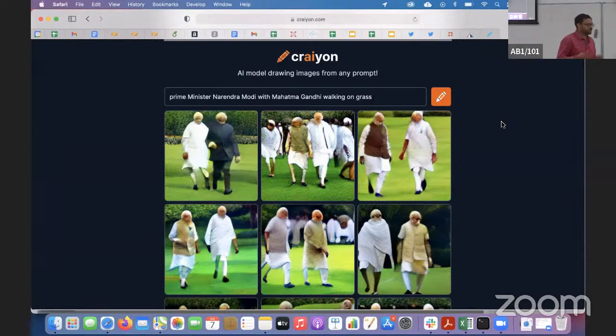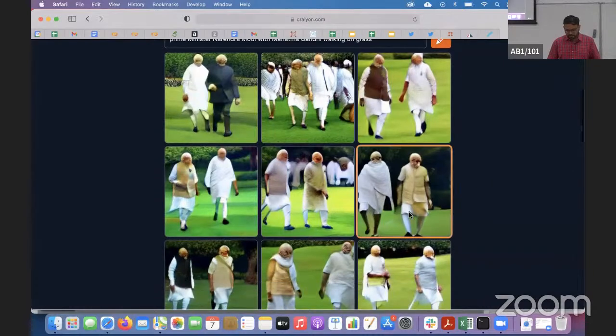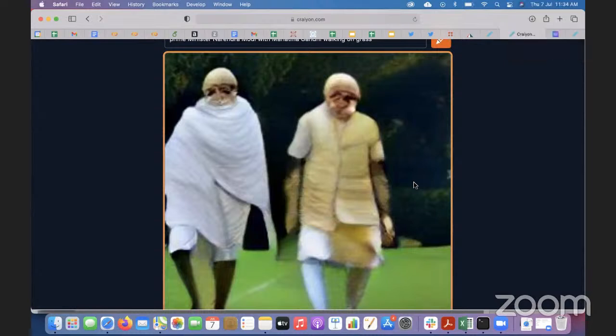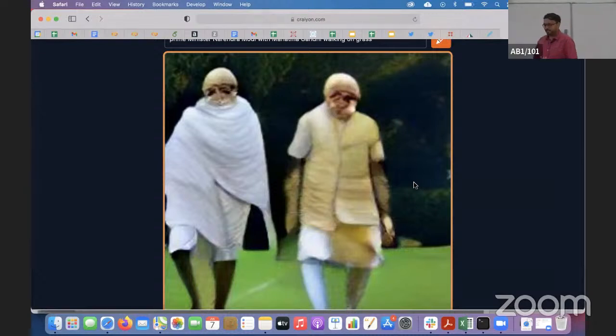The machine has different confidence scores for different images, but as a human we can assign more confidence. So this image is good, this image is bad, and so on. Based on our experience, at least this image looks quite good, even though the faces are not clear. It seems as if Prime Minister Narendra Modi is walking with Mahatma Gandhi on some grass. So this is the kind of system we want to develop.